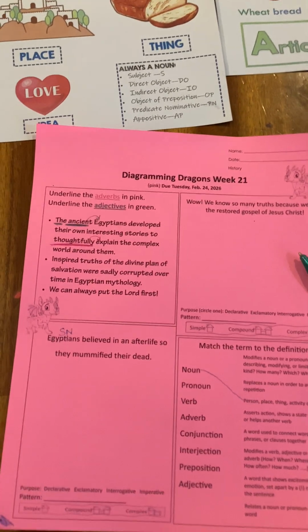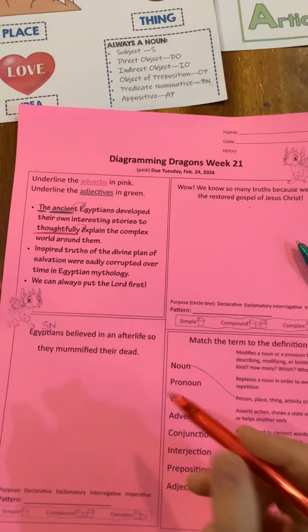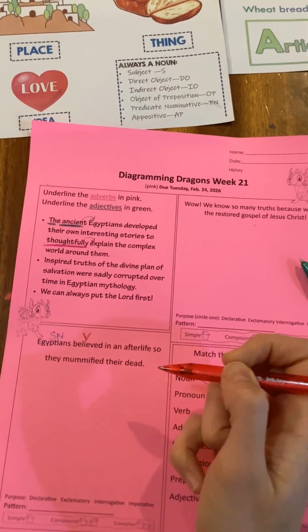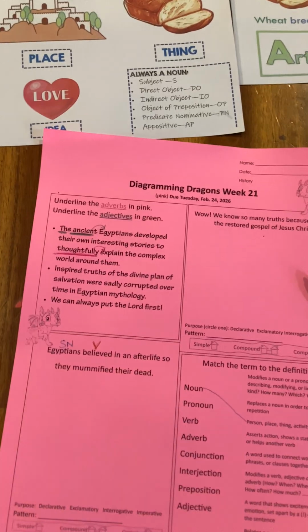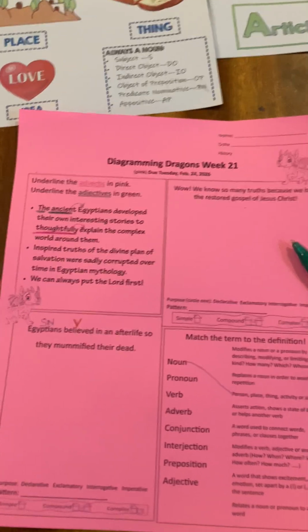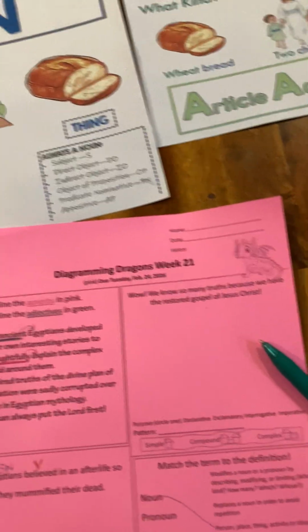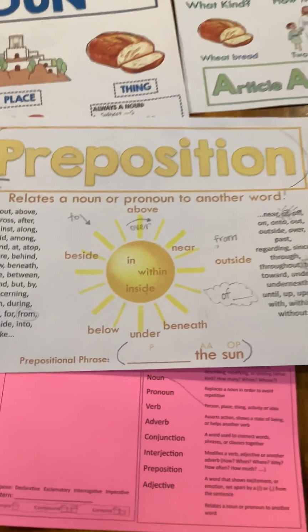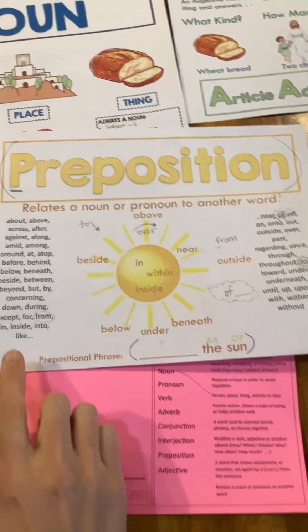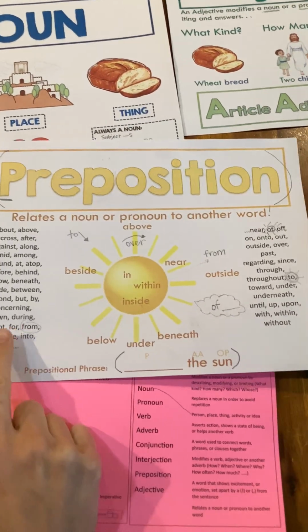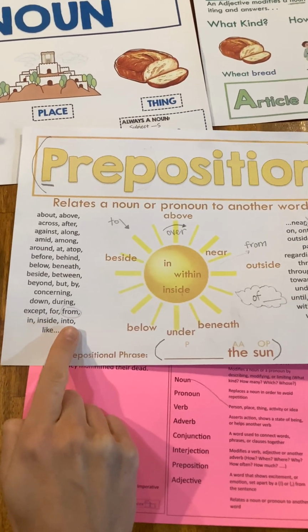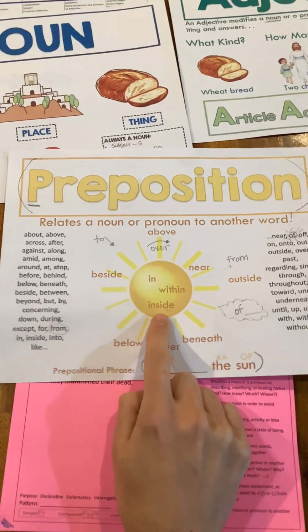Now, what is being said about Egyptians? Egyptians believed. That is our verb. And then we have in an afterlife. The word "in," does it stand out to any of you as a part of speech? If you think closely, it is a preposition. Remember our list: down, during, except, for, from, in, inside, into, like. So here is our preposition page.